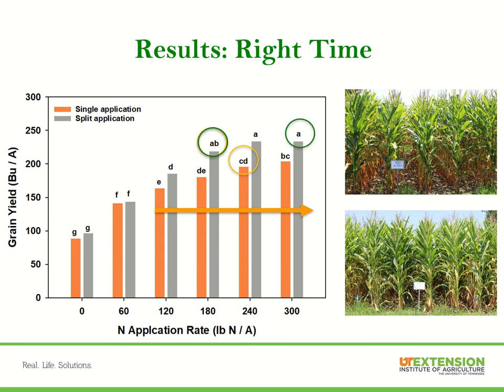And then finally, you could see that single application of 180 pounds of nitrogen per acre was similar to single application of 300 pounds was similar. Let me take that again. Split application of 180 pounds of nitrogen per acre had similar yields as the split application of 300 pounds of nitrogen per acre.